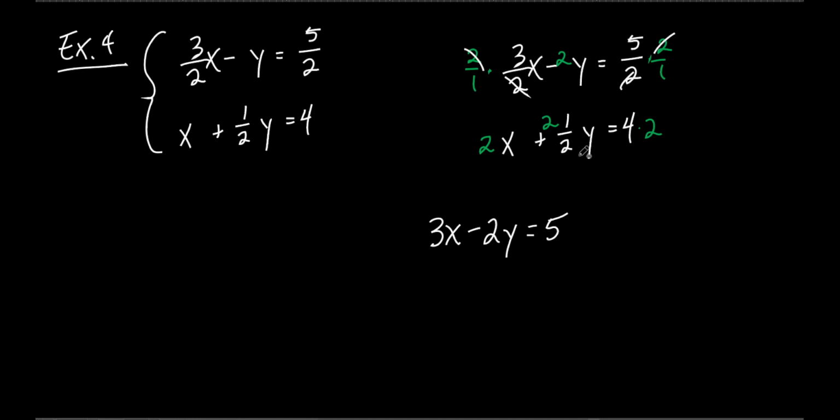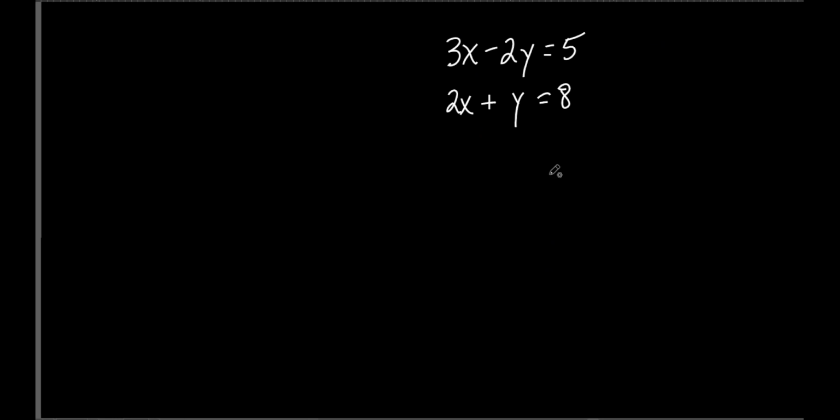All right, let's do this. What do I get here? I got 2x. What happens to these 2's? They cancel out, and I'm left with plus y. What do I do here? Just multiply them together, and that's 8. Now, we're back to the very first example.